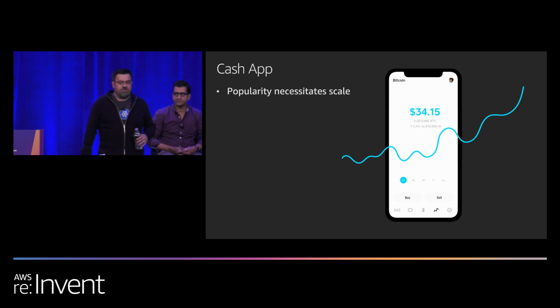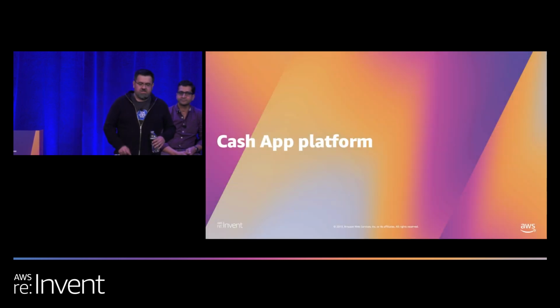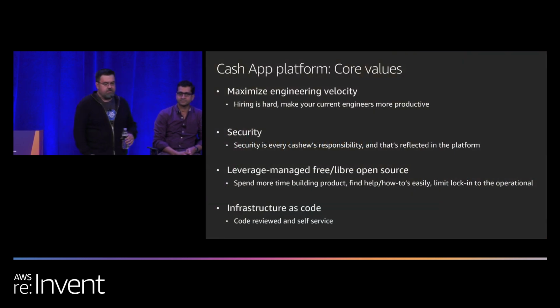As the popularity of the Cash App increases, we need to scale not only our infrastructure, but also increase developer velocity. So, for the rest of today's talk, we'd like to tell you all about how we're meeting these challenges. Specifically, with the Cash App platform, which is leveraging EKS. First, before I start describing the platform, I think it's important to set the stage and talk a bit about the core values that inspire it.